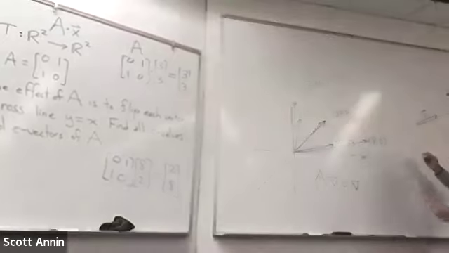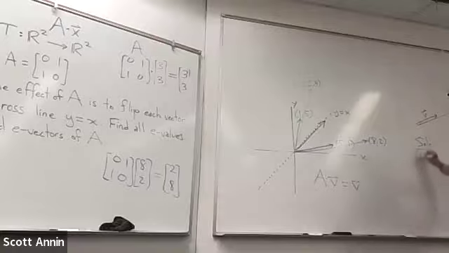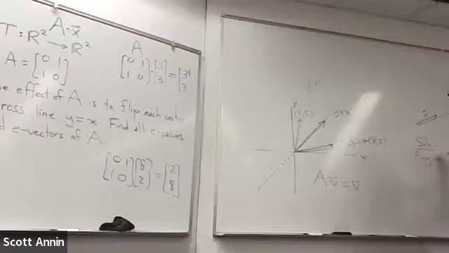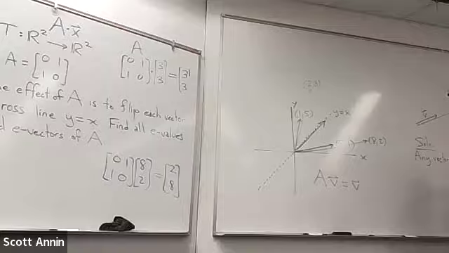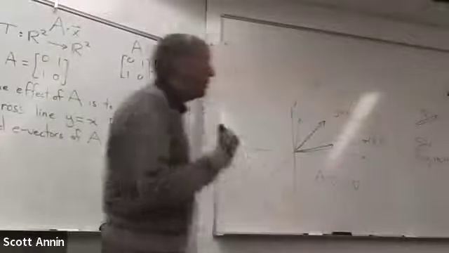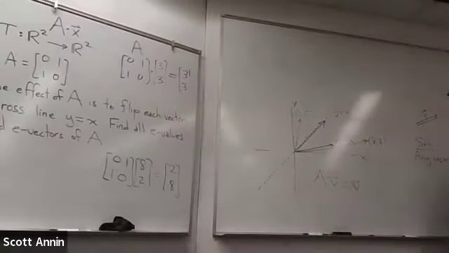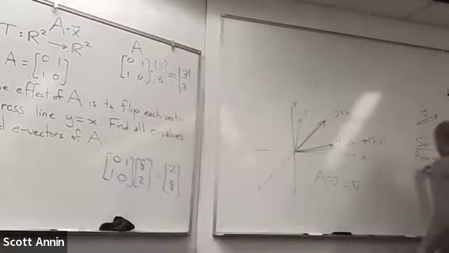So the answer, now I'm going to start doing the solution here. Any vector of the form, let's just say A comma A. So it doesn't have to be 3, 3. It could be 5, 5, or 9, 9, or whatever, is an eigenvector.